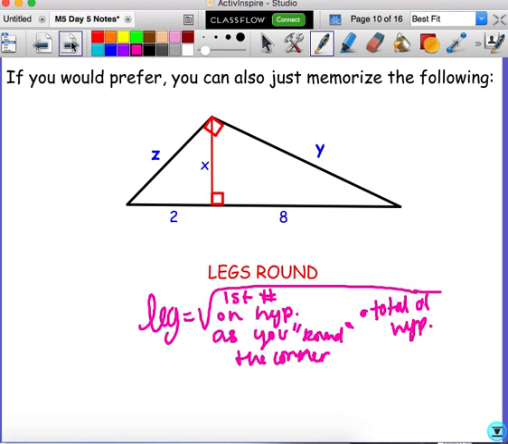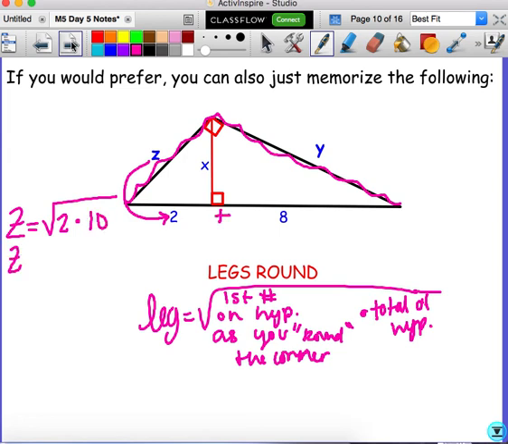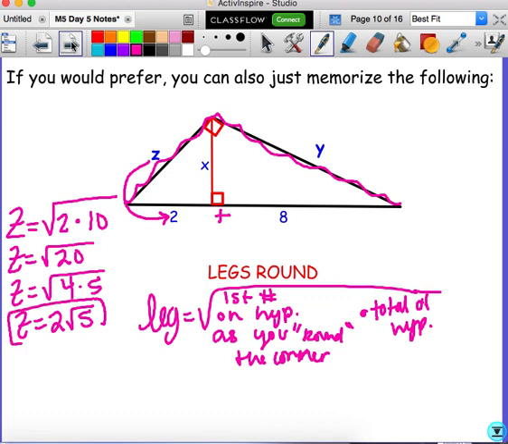So if we're looking at this, our 2 legs are here and here. And I would recommend that you always highlight those because our formula only works for those 2 sides. So if I want to find z, z should equal the square root. The first number I hit is 2 times the total of the hypotenuse, which is 10. So z becomes the square root of 20. 20 is divisible by the perfect square 4. And the square root of 4 is 2. So 2 square roots of 5.